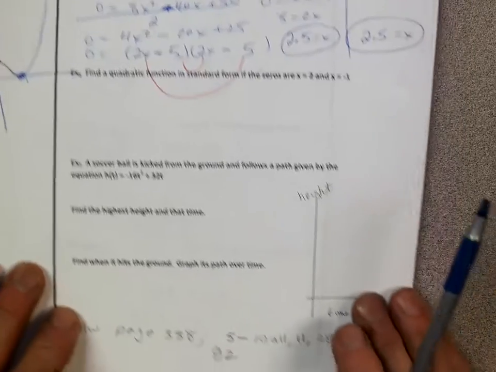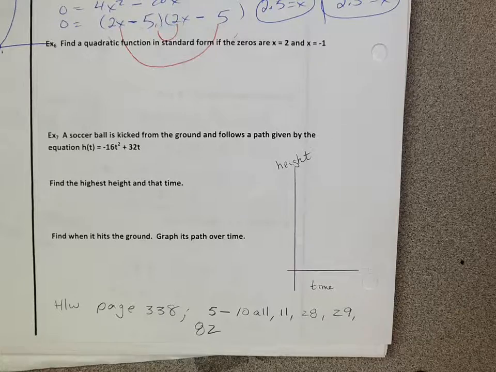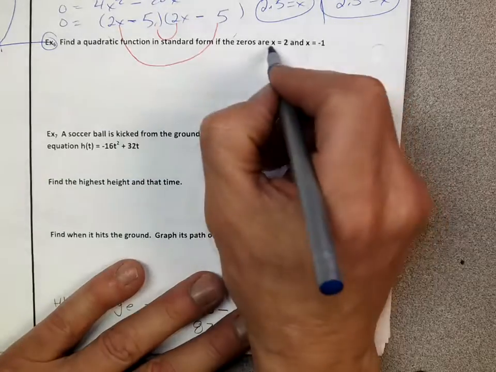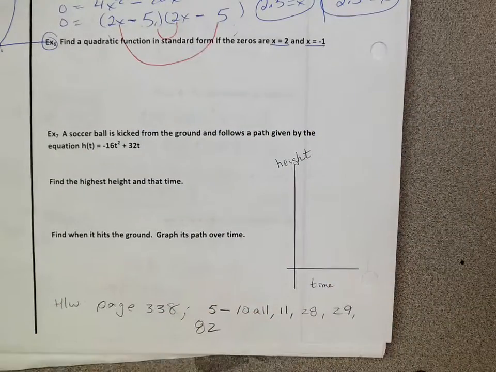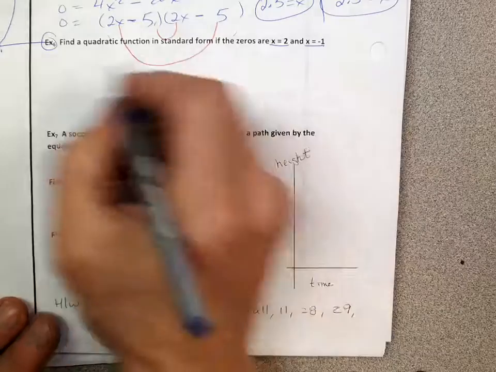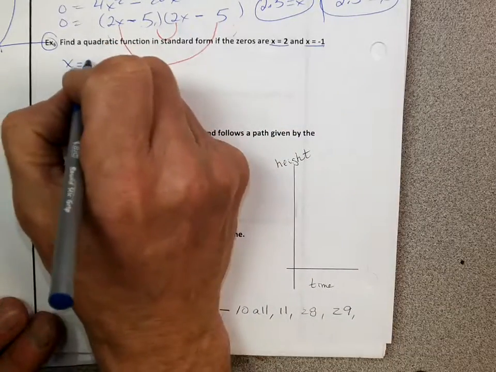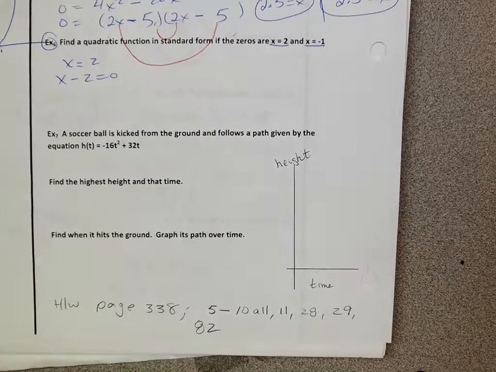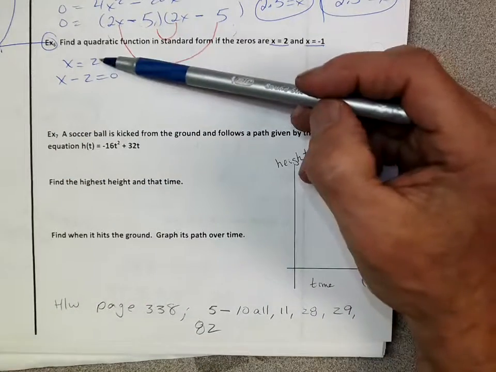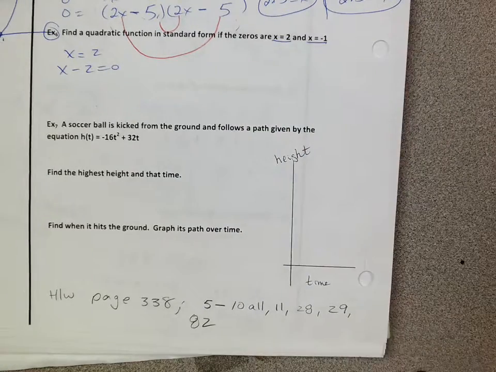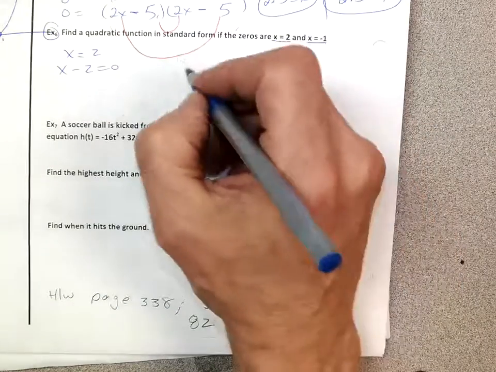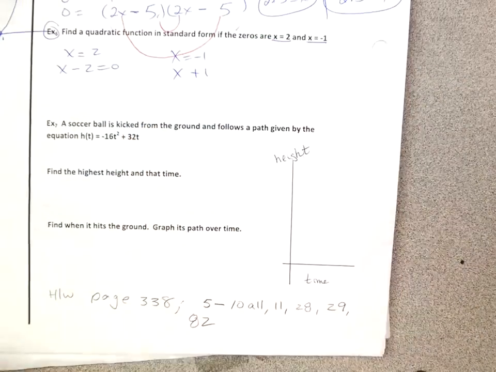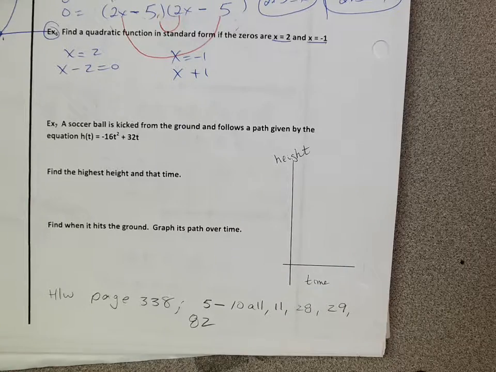Okay, moving on. So now, example 6. Find a quadratic equation in standard form if the zeros are x equals 2 and x equals negative 1. Okay, well, if I got an answer of x equals 2, that had to have come from an x minus 2 equals 0. I'm just going backwards, okay? If I got an answer of negative 1, then that had to have come from an x plus 1, right?